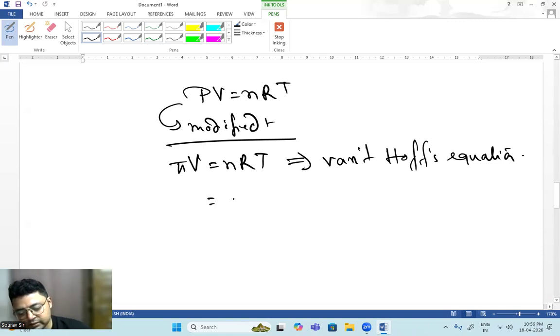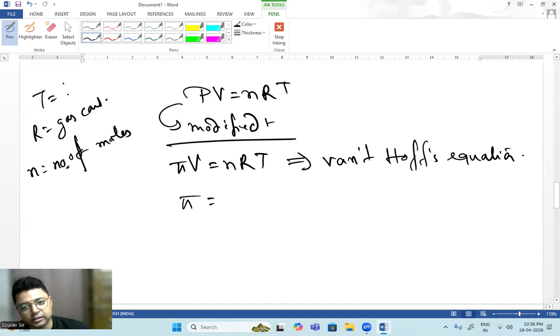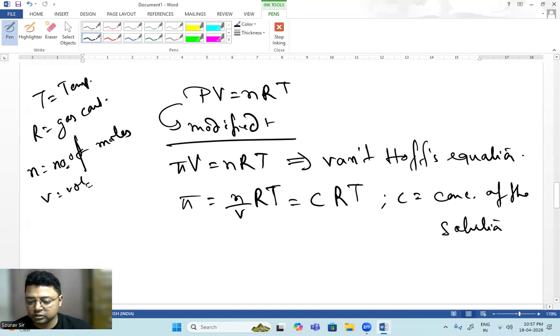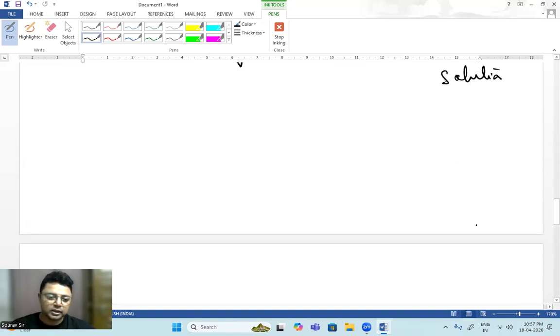Now n is the number of moles, R is the gas constant, T is the temperature and V is the volume. So if you write n by V times RT, then you will get CRT, where C is the concentration of the solution, in moles per liter, generally the molarity.